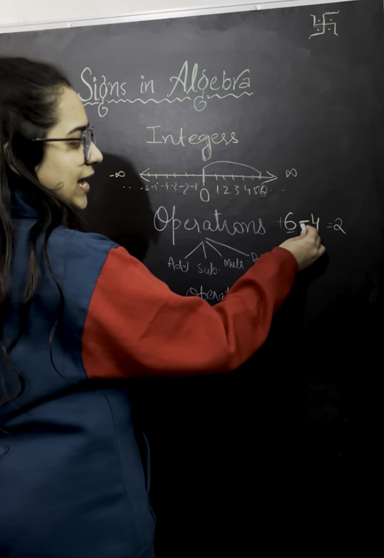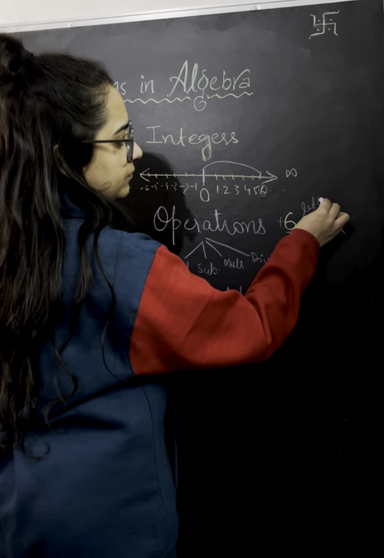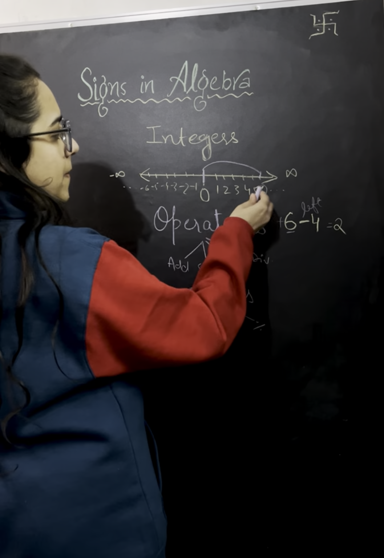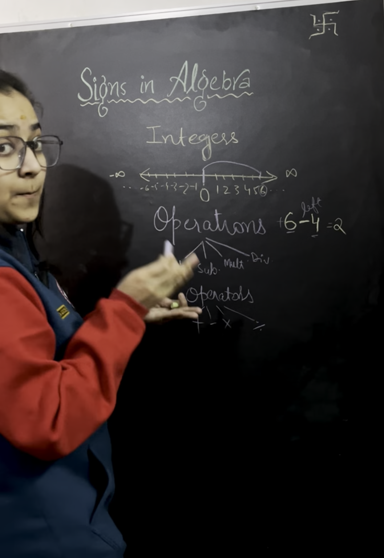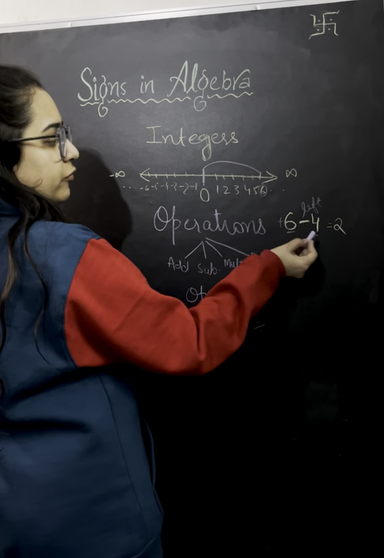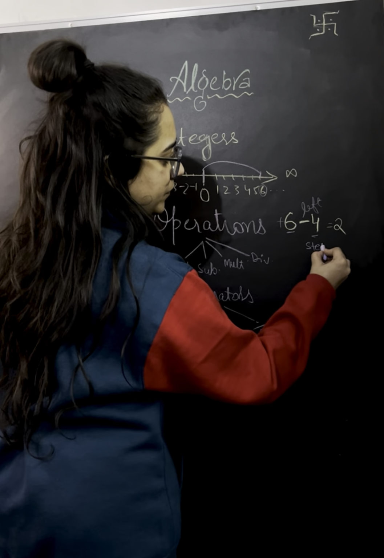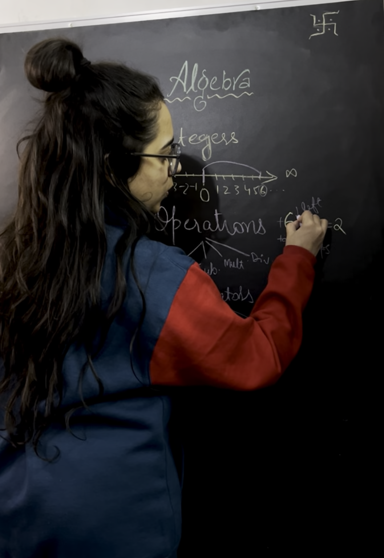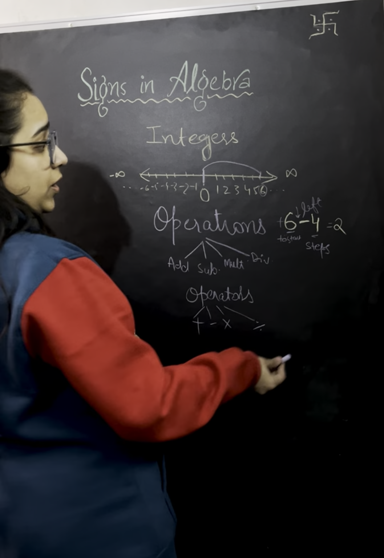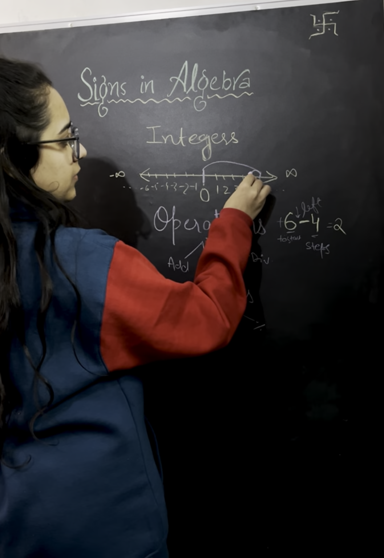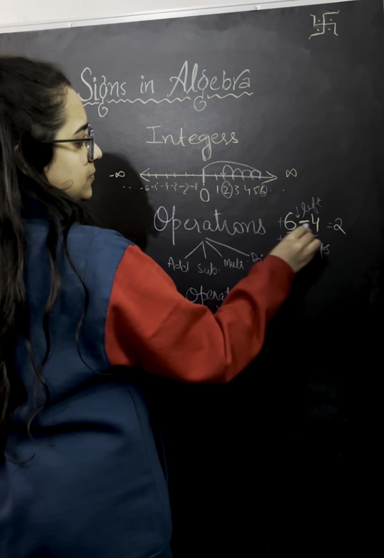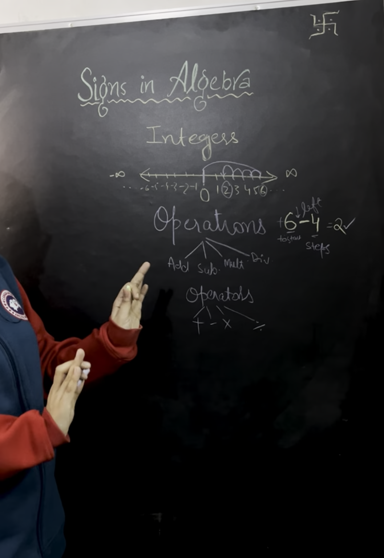Now, negative means you have to move to the left. Positive means right, negative means left. Now, how many numbers do you have to go back? 4. 4 numbers you have to skip, not reach till 4. This tells you steps. This tells you where to start. This sign in between tells you which direction to go. So, 1 back, 2 back, 3 back, and 4. This is my answer. That's how the number line works, basically.